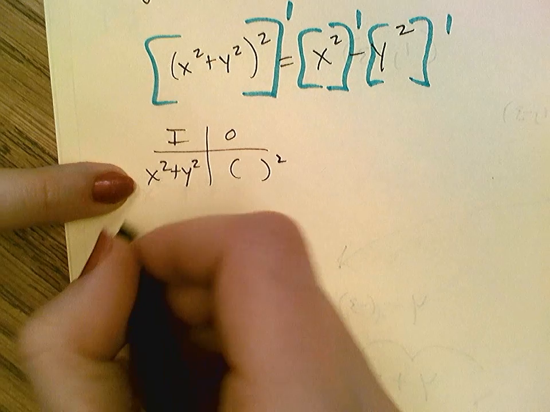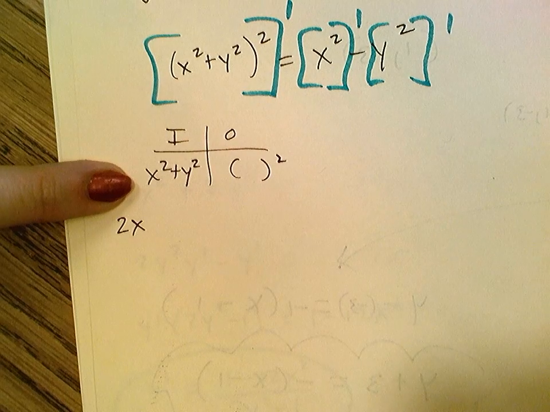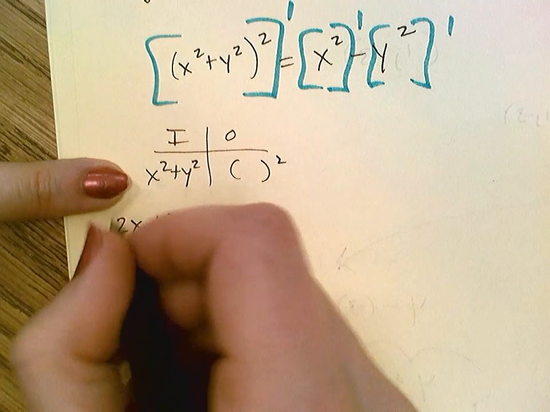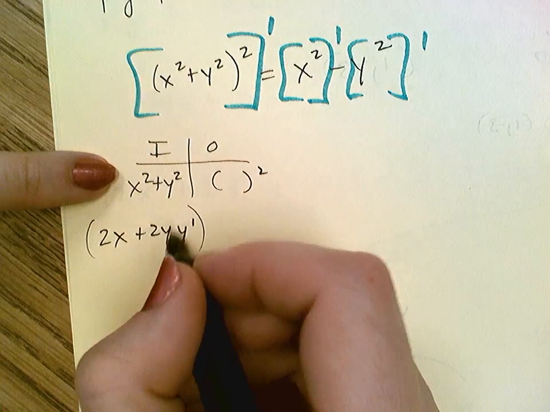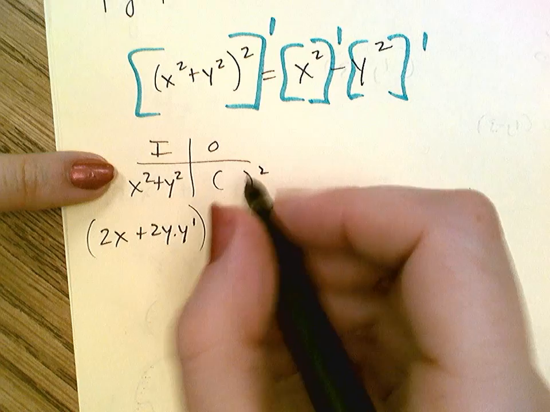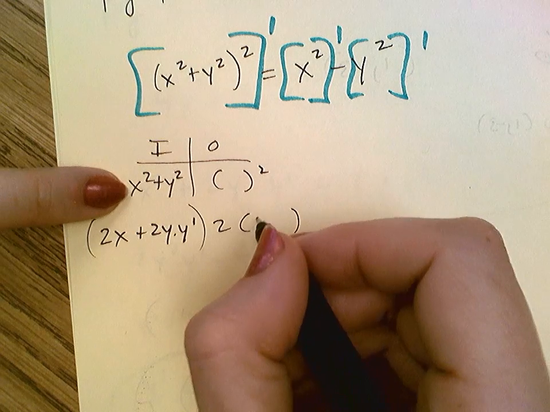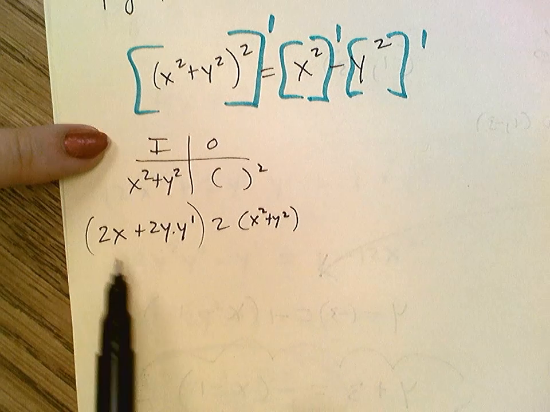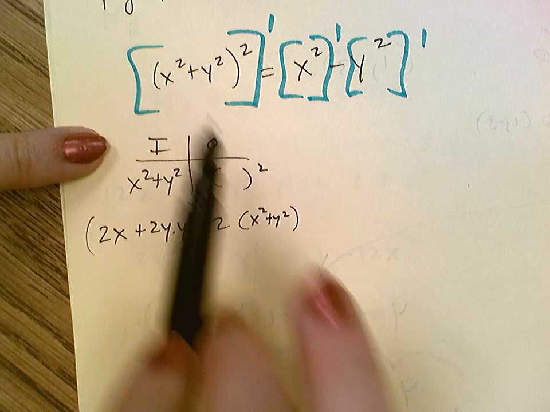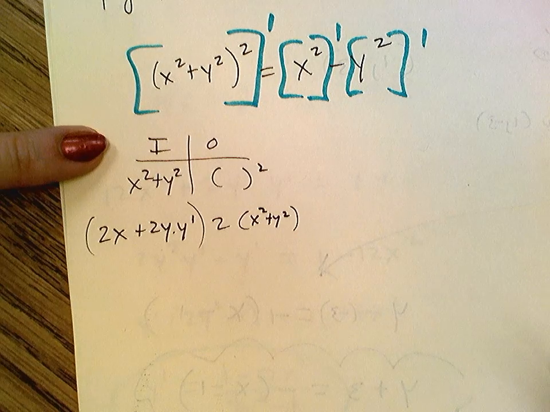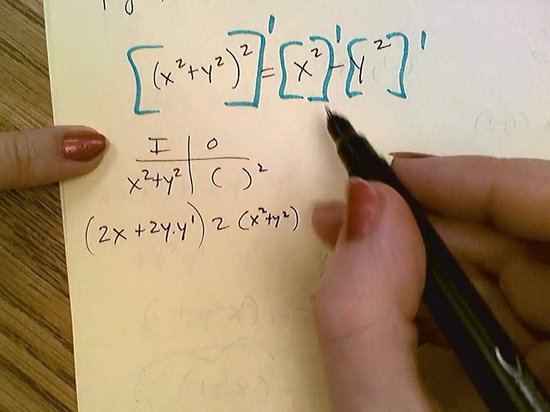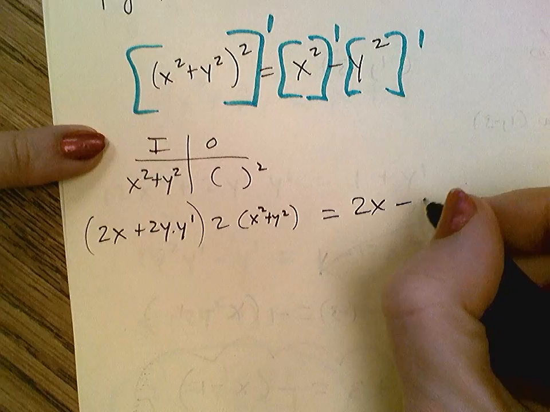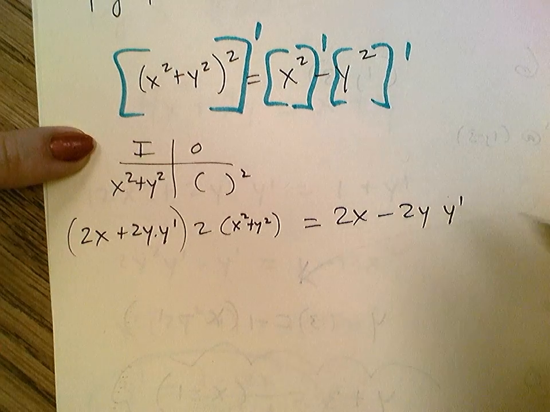Okay, this is 2x dx/dx, which is just 1, plus 2y dy/dx, which is y prime. Make sure that goes in parentheses. And then this is just 2 blank, and then x squared plus y squared goes back in. So this is the derivative of this part. And then this is equal to 2x dx/dx, which is just 1, minus 2y dy/dx, which is y prime.